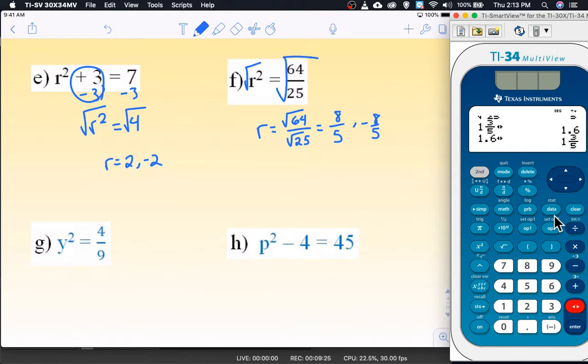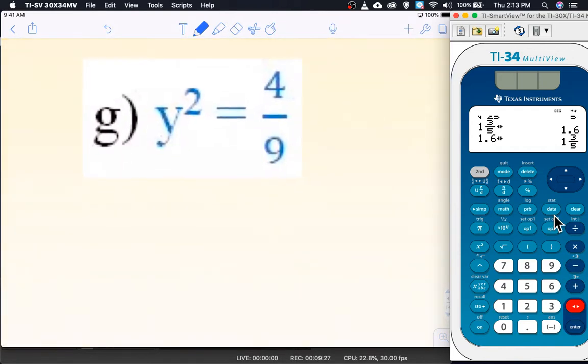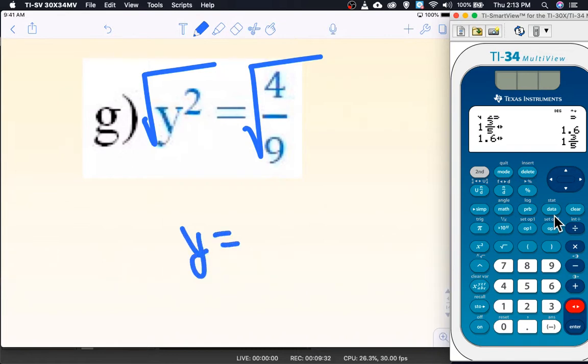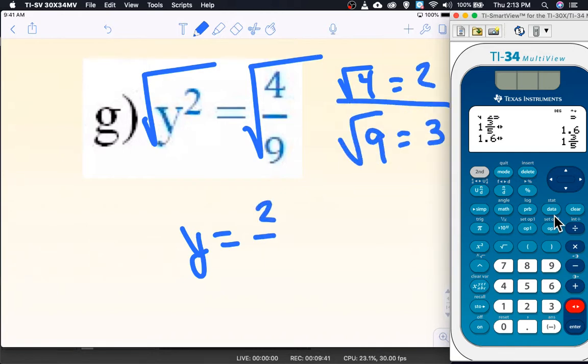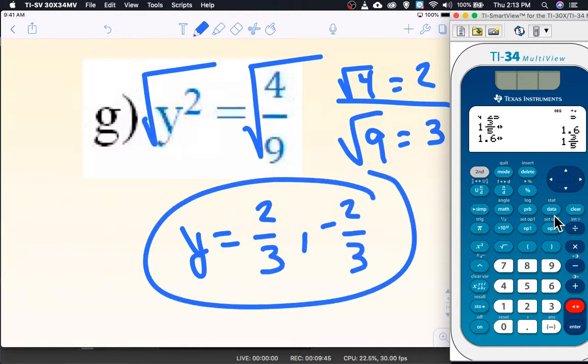All right, let's do it. Variable's right by itself. Square root. y equals the square root of 4, which is 2, over the square root of 9, which is 3. So I'm going to get the fraction 2/3 and -2/3. I did not even need a calculator.